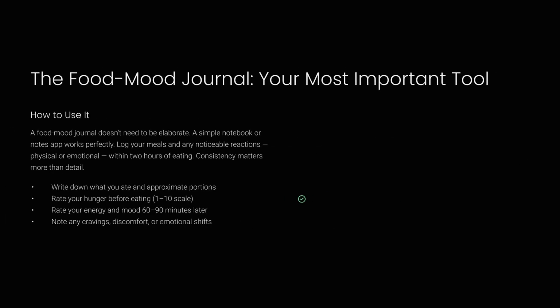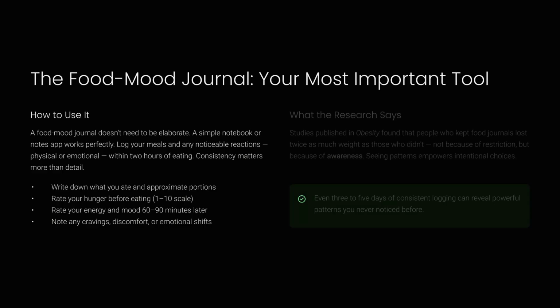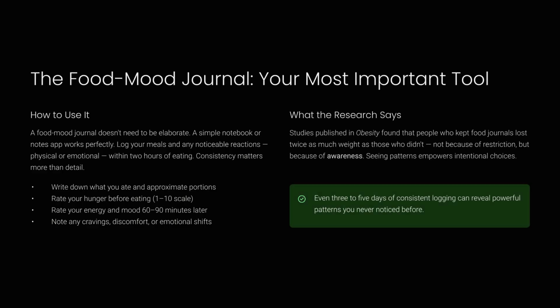The Food Mood Journal is your most important tool. Log your meals and any physical or emotional reactions within 2 hours of eating. Research shows that consistent logging, even for a few days, can reveal powerful patterns you never noticed before, empowering intentional choices.